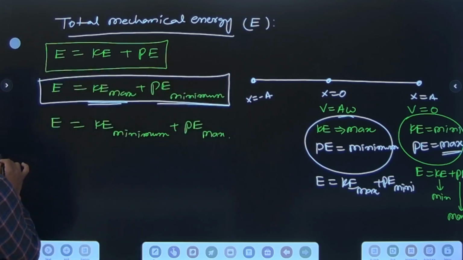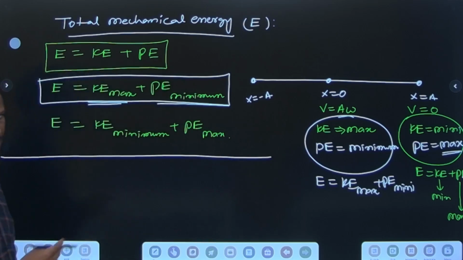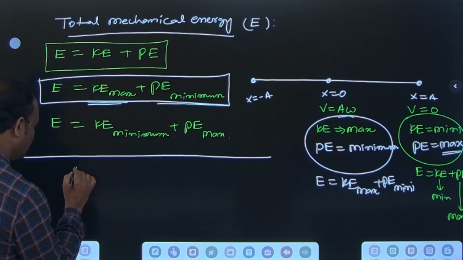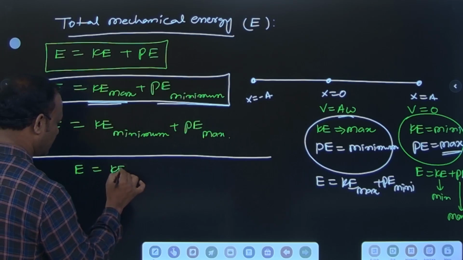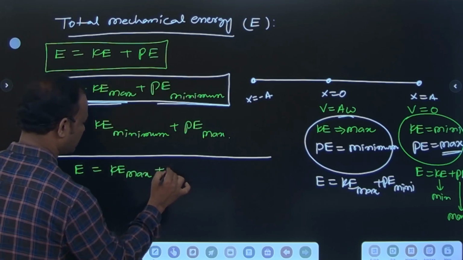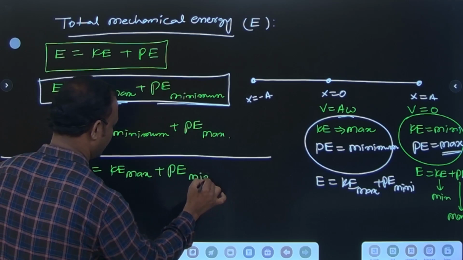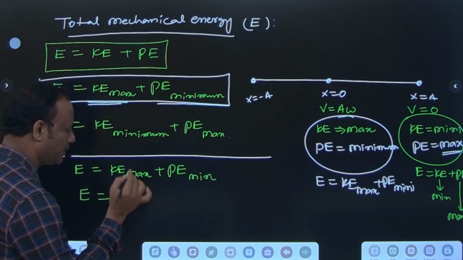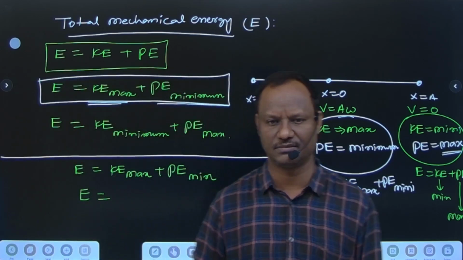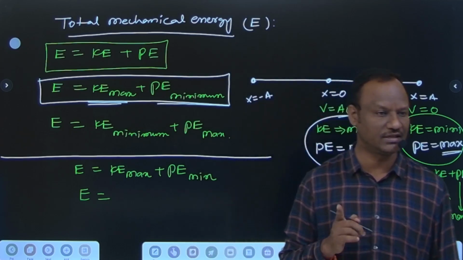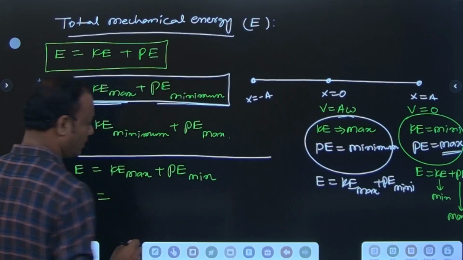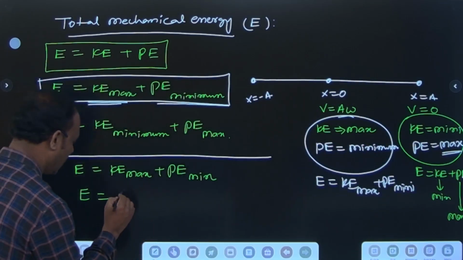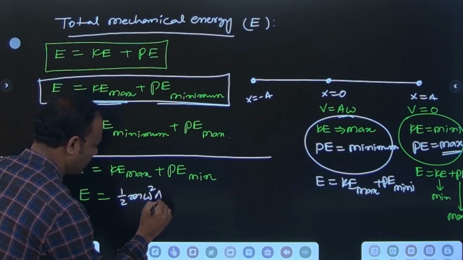Let me speak about what is the general expression for this. What is the general expression here? E is equal to, first one I'm writing this one, kinetic energy maximum plus potential energy minimum. What is the maximum kinetic energy? Where do you get kinetic energy is maximum? At mean position. So at mean position, what is the kinetic energy? Half m omega square a square.